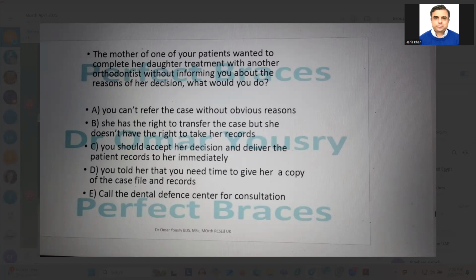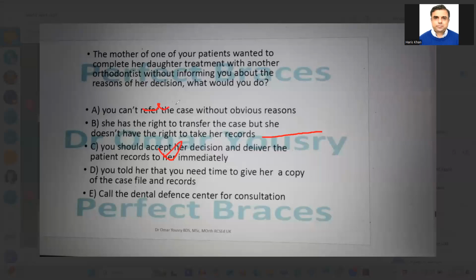No. She has a right to transfer the case, and usually it's the orthodontist who transfers the case to another orthodontist. It's not the patient who takes all the records with them, because you keep a copy with you. So she has a right to transfer the case, but not to take her records. This is correct to some extent. You should accept her decision and deliver the patient records.